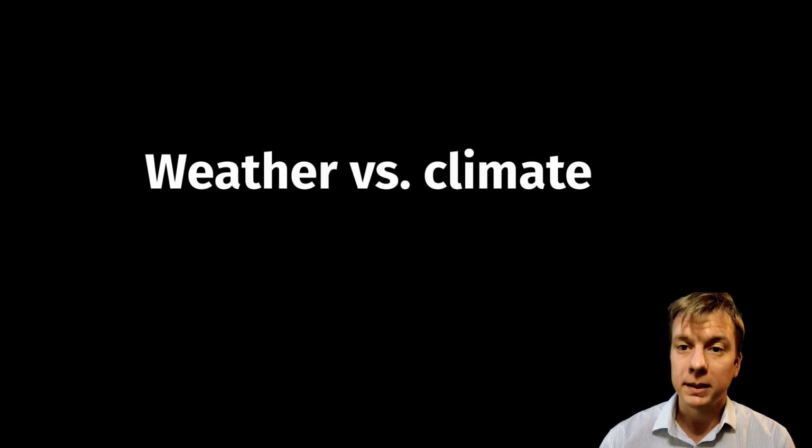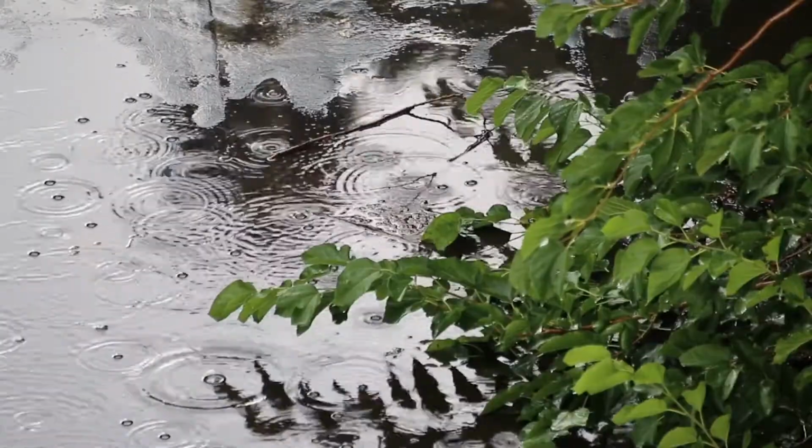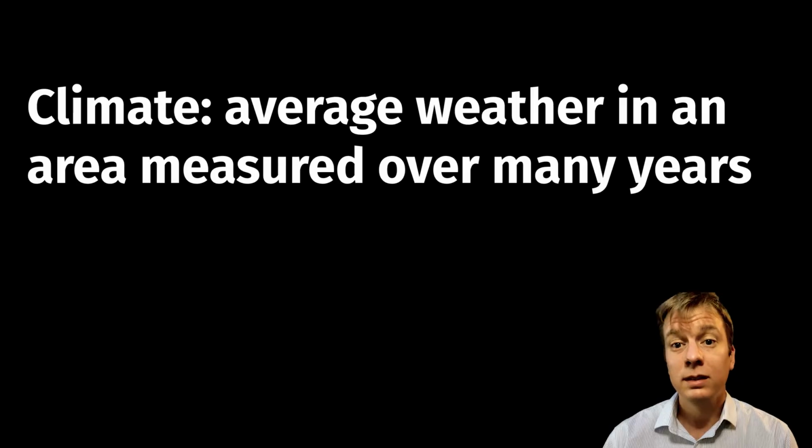Now that we have a basic understanding of atmospheric and ocean currents, we need to have a discussion about the distinction between weather and climate. Weather is the condition in the atmosphere at a particular place at a particular time. Weather conditions can include things like temperature, precipitation, dew points, and cloudiness.